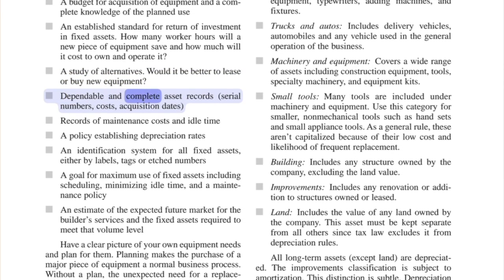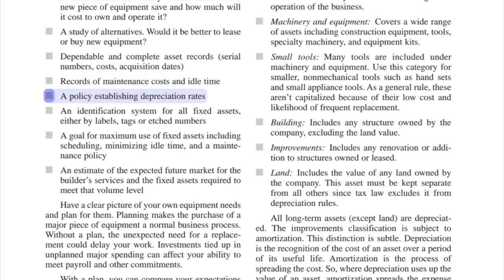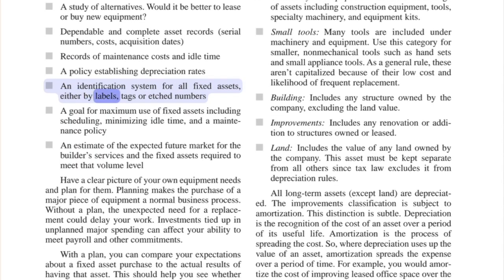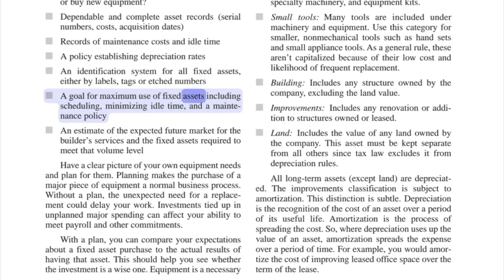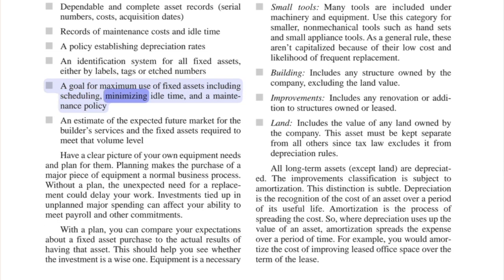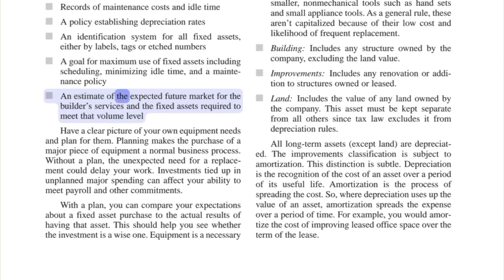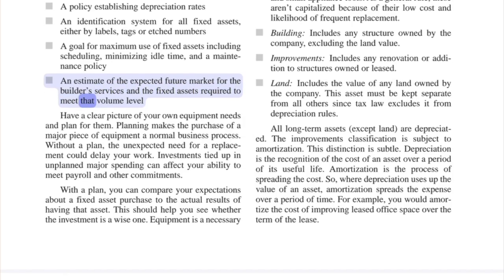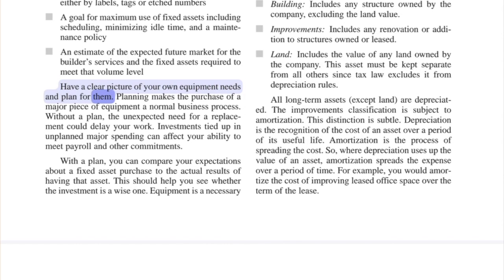Dependable and complete asset records. Records of maintenance costs and idle time. A policy establishing depreciation rates. An identification system for all fixed assets, either by labels, tags, or etched numbers. A goal for maximum use of fixed assets, including scheduling, minimizing idle time, and a maintenance policy. An estimate of the expected future market for the builder's services and the fixed assets required to meet that volume level. Have a clear picture of your own equipment needs and plan for them.